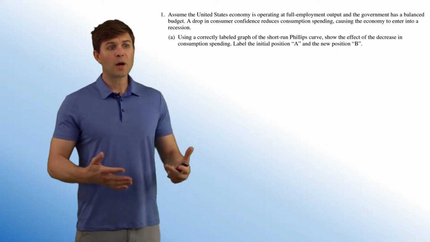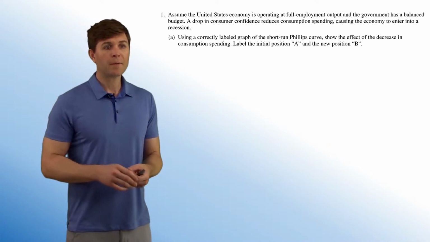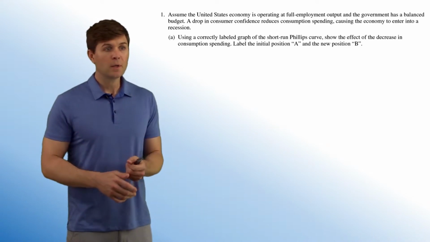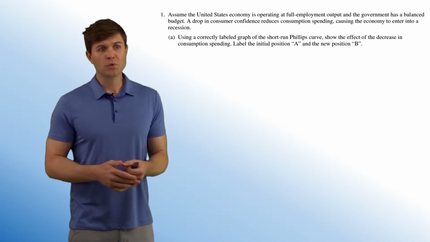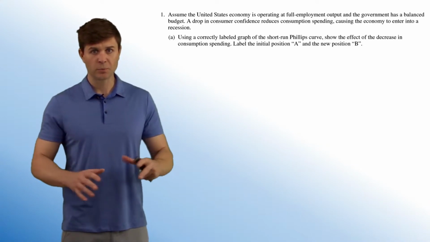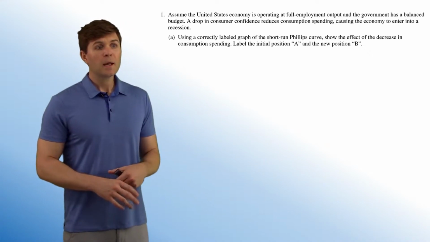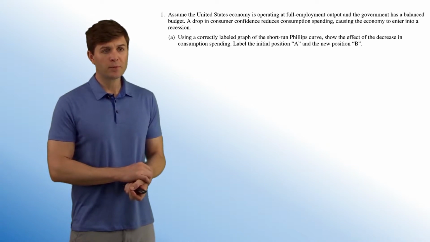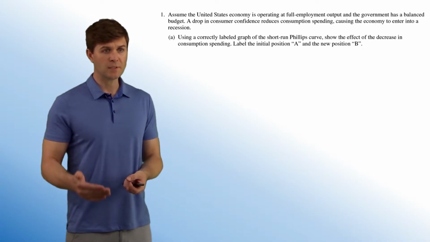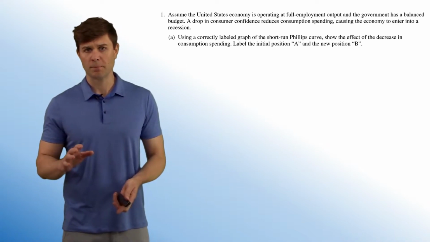It starts off with, assume that the United States economy is operating at full employment output and the government has a balanced budget. A drop in consumer confidence reduces consumption spending, causing the economy to enter into a recession. So we have the setting for this question. That's usually how these longer ones start off. Using a correctly labeled graph of the short-run Phillips curve, show the effect of the decrease in consumption spending, label the initial position A and the new position B.